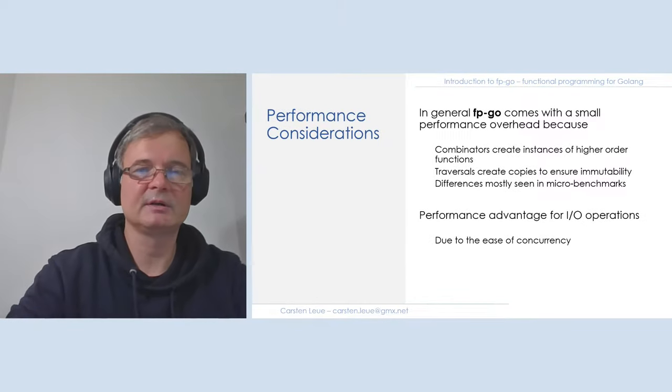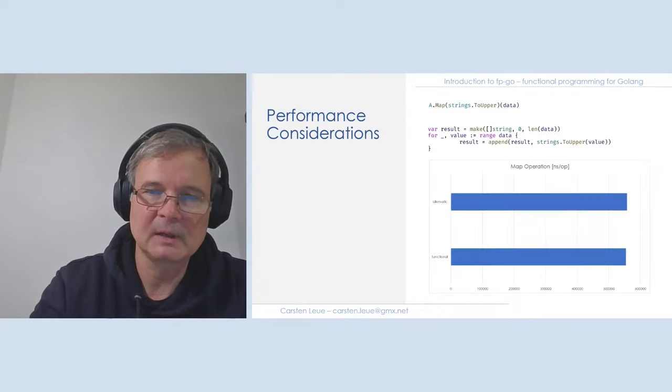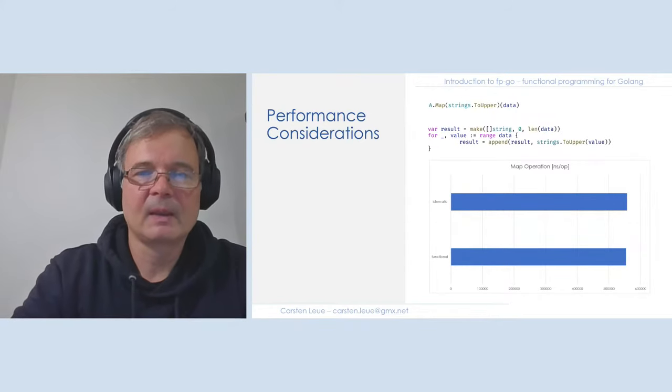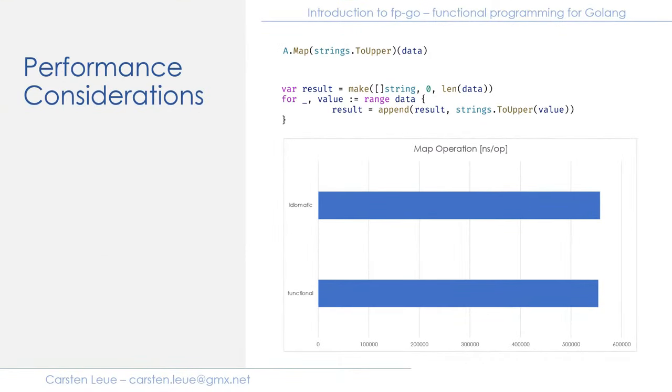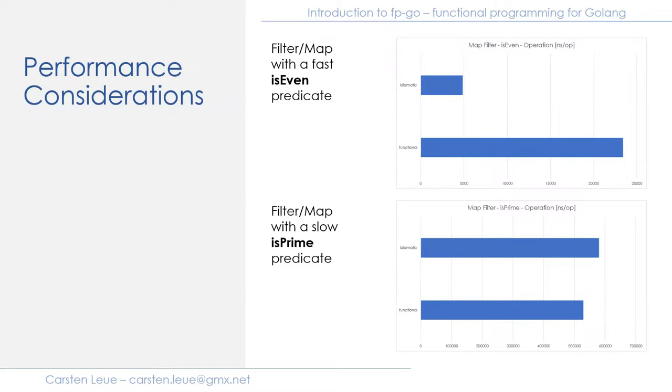A final word on performance considerations. The primitive operations such as map on arrays have very similar performance characteristics compared to native implementation in Go. So this shows a performance benchmark for a map operation on an array compared to the idiomatic operation. It's basically identical from a performance standpoint.